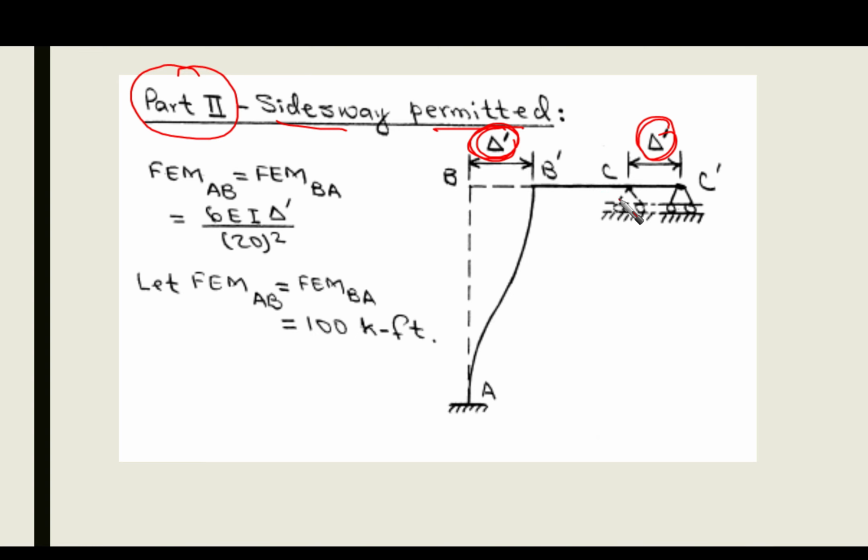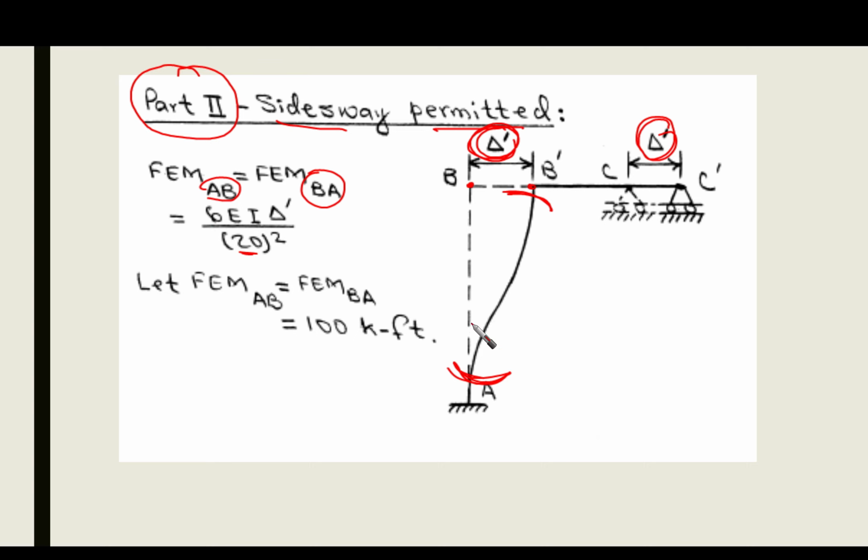In this case, we already obtained the moment distribution factors in the previous step. Now we want to obtain the fixed end moments. What are the fixed end moments that are going to be developed here and here? The fixed end moments at AB and BA are going to be the same, because we have delta prime, which is movement of the top of the column by a fixed lateral displacement. The moment that is going to be developed, as we explained before, is 6EI delta prime over the length to the power 2.